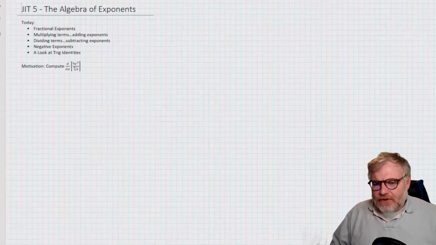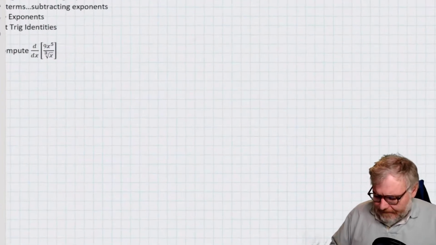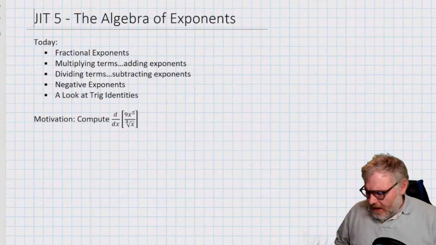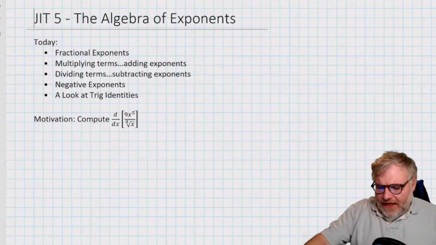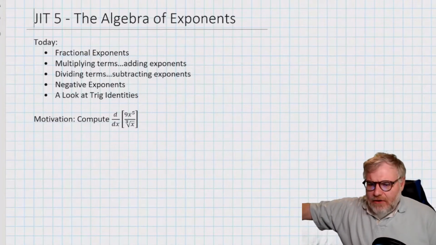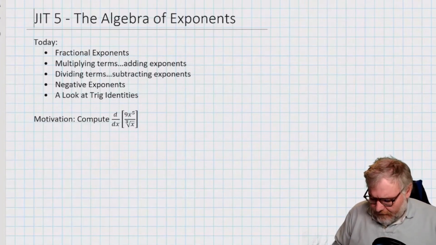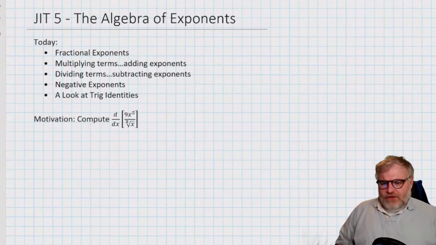This is Just in Time 5, a review of the algebra of exponents, a little bit of a review of the stuff that you learned in pre-calc, and just a couple new tricks that you may not have seen before. So our motivation, and if you watch lecture 5A, you will see this, is to compute things like the derivative of 9x to the fifth over the cube root of x.